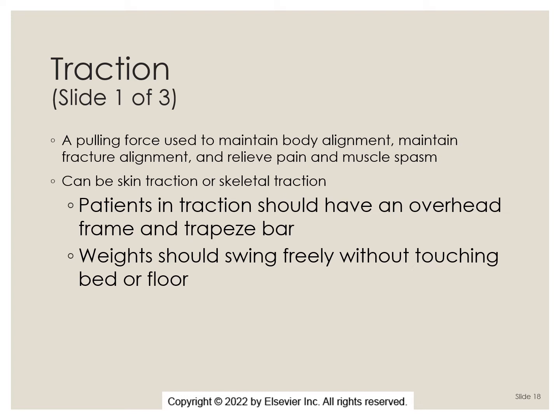The patient in traction should have an over-the-bed frame with a trapeze bar attached to the bed. The trapeze bar can be grasped by the patient to assist in their repositioning. With manual traction, the hands are used to aid in the realignment of fractured bones. This is typically performed by a physician prior to placing an affected extremity into a splint or cast.